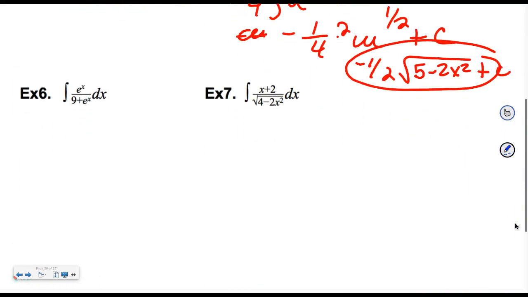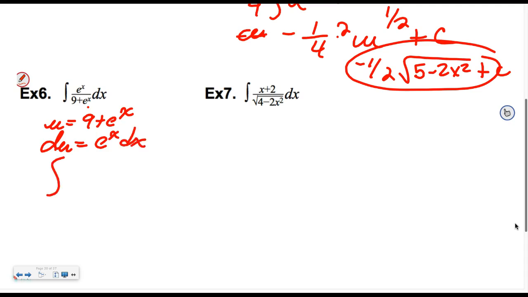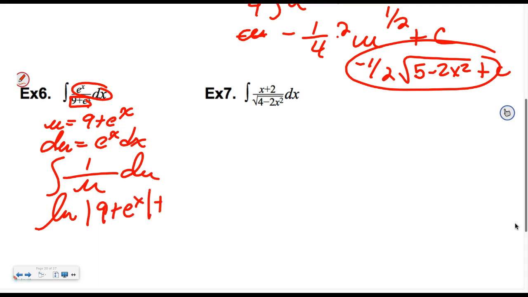All right, second to the last one, number 6. Maybe you're thinking inverse trig because you see this squared 3 and you see the plus and you're thinking arctan, but this doesn't work because remember I need to have some function squared sitting here and I don't. This is u sub. This is u being 9 plus e to the x. This is du being e to the x dx. This is just a really basic u sub. When I'm all done, that is just 1 over u, and the whole rest of it is du. This is natural log, absolute value, u plus c.